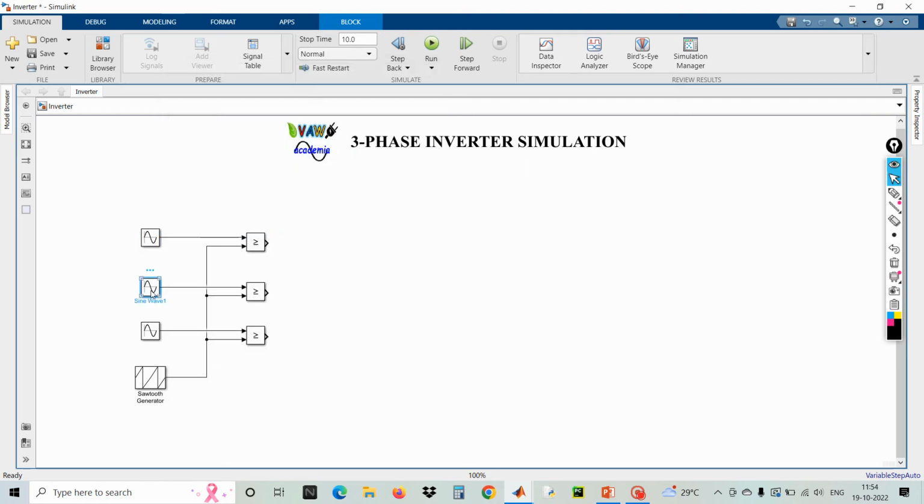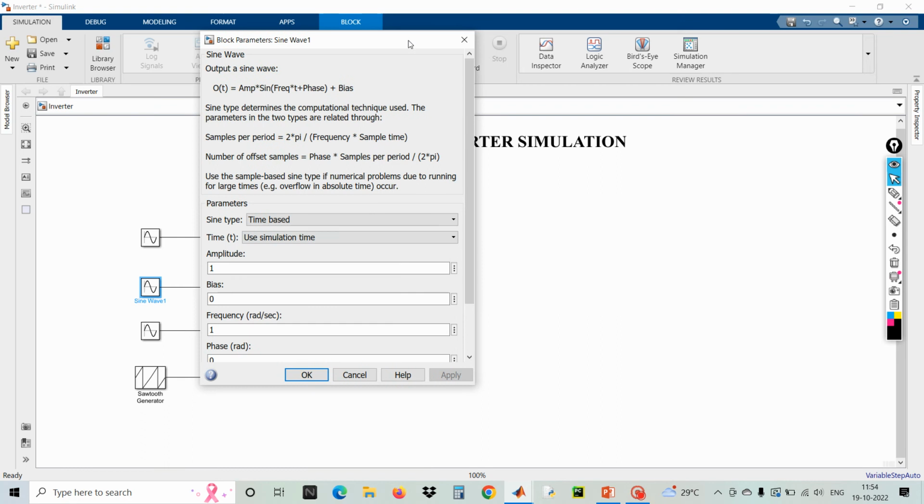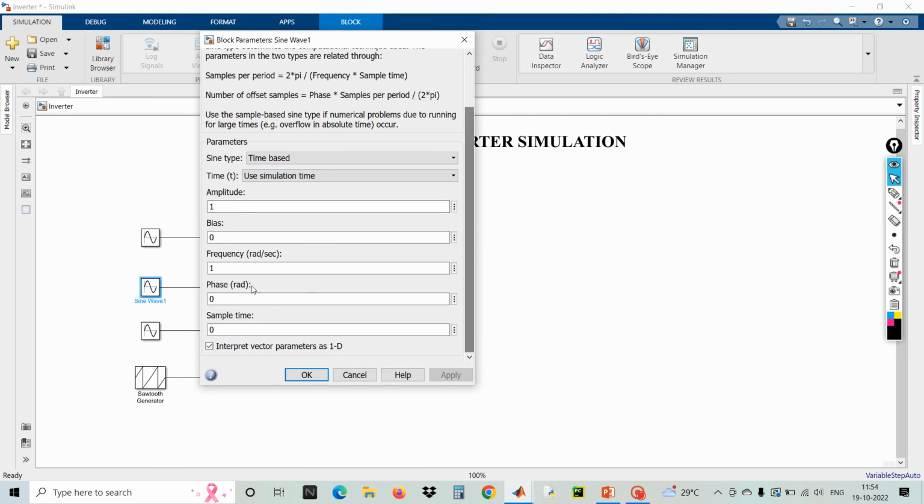If you take the second sinusoidal wave, amplitude is 1, bias is 0, frequency is the same, 2 into pi into 50, whereas here I'm going to change the phase to minus 2 into pi divided by 3. Every phase should have a 120 degree lag between each other. Applying it.